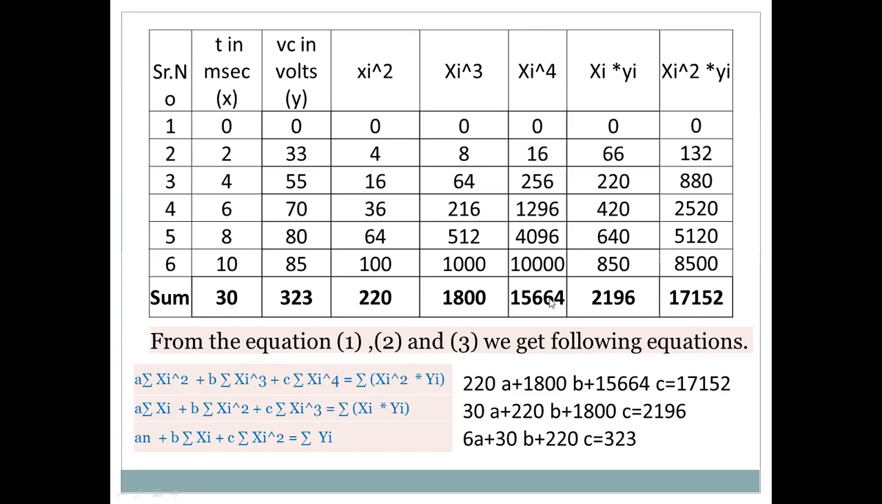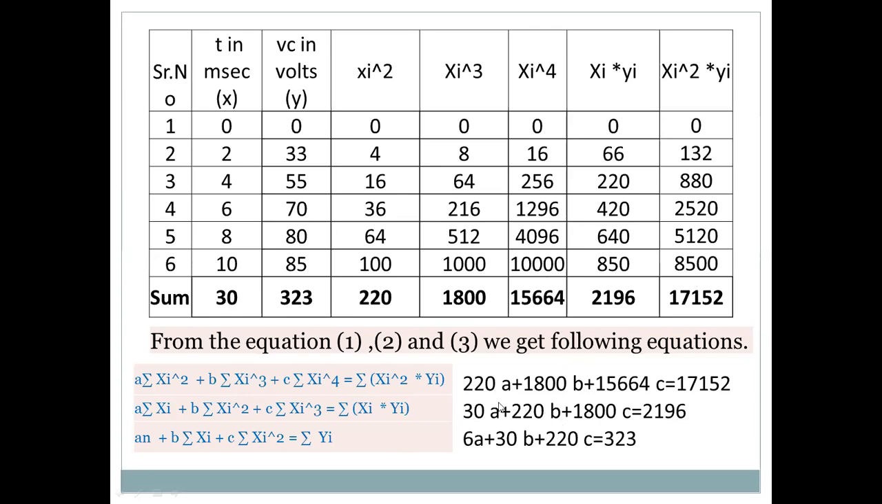So putting these values in the normal equations, that is a sum of xi square, sum of xi square is 220, b sum of xi cube, sum of xi cube is 1800, so 1800b, the c sum of xi raised to 4, that is 15,664, and equal to sum of xi square yi, which is 70,152. So in this way, all the three equations are written by using these sum values. So these three equations are nothing but the simultaneous equations.